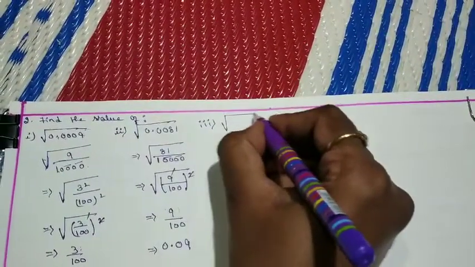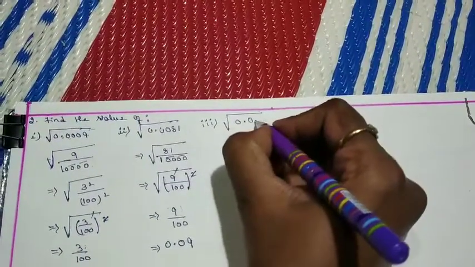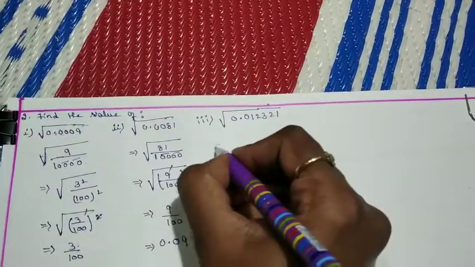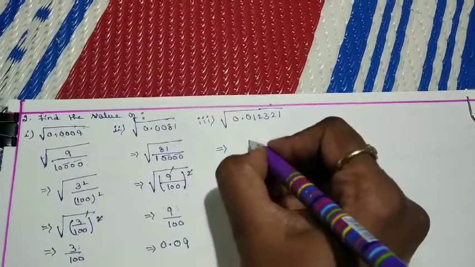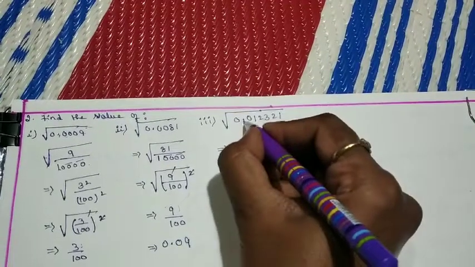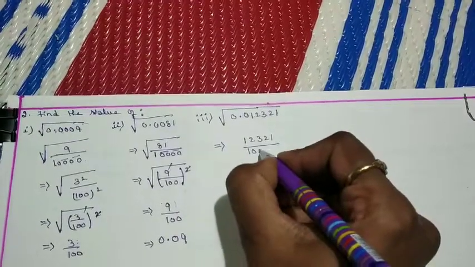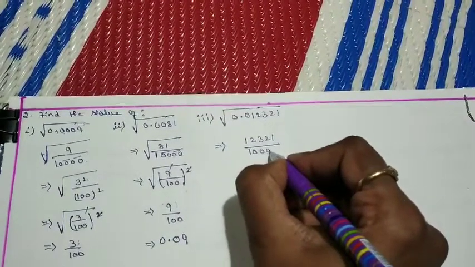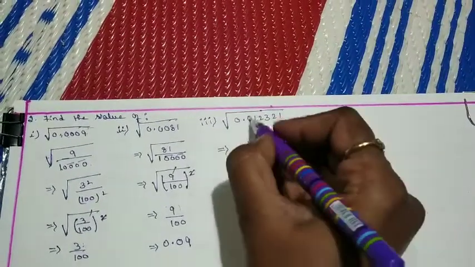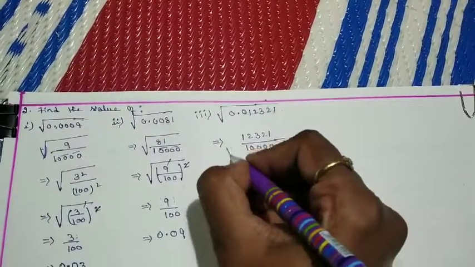Now let me move to the third question, that is square root of 0.012321. Then which implies, without the decimal point we have a number 12321 divided by, after the point we have 1, 2, 3, 4, 5, 6 places. So 6 zeros. 1, 2, 3, 4, 5, 6, 6 digits, 6 zeros in the denominator under the square root.